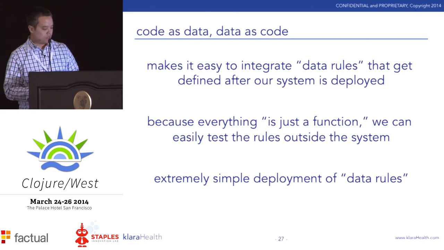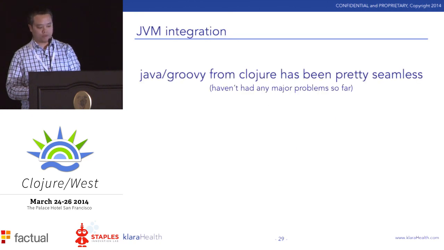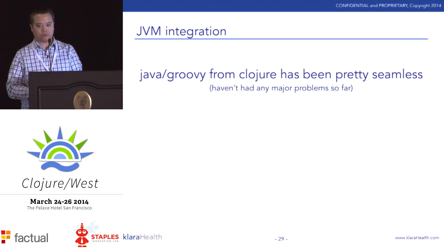And then the other cool thing for us was the close integration on the JVM. We pretty much didn't have any trouble calling Java or Groovy stuff from Clojure. We didn't have any major problems, and since the original attempts at Clojure, we've ported all of our Groovy code, and all that's remaining now is Java code that we're interfacing with in terms of third-party stuff.